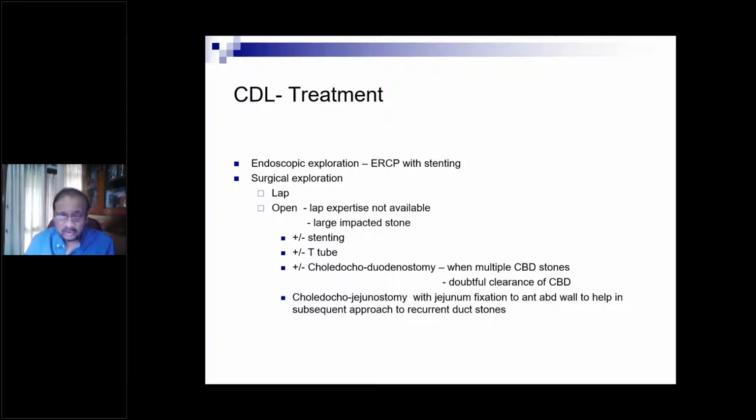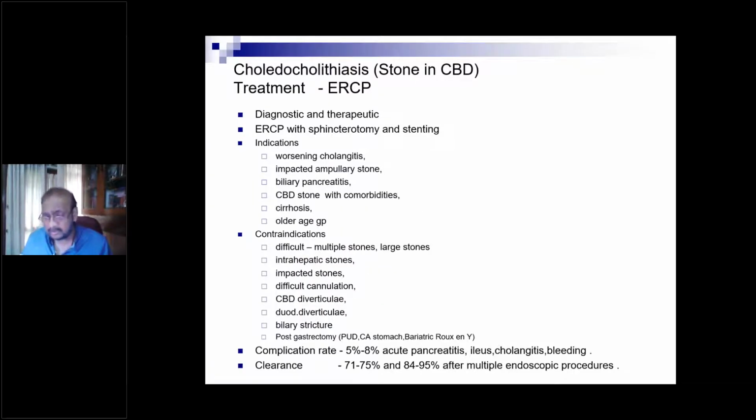Or else you can also do a choledochoduodenostomy with jejunal fixation to the anterior wall to help in subsequent approach to a recurrent duct stone. So you have an option of choledochoduodenostomy, or you've got an option of jejunum.